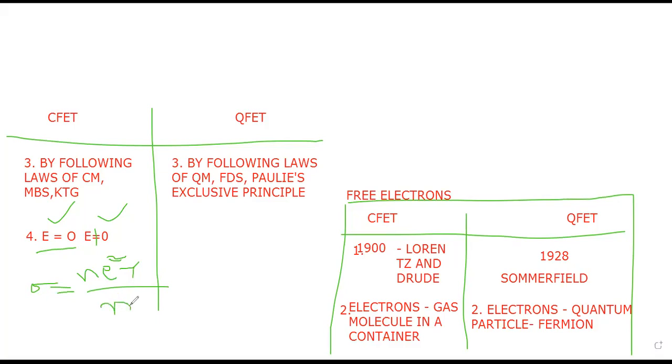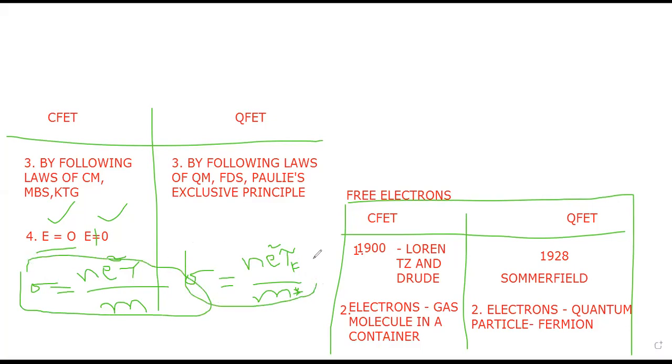Mass of the electron. Here also we derive the same expression, with m star in the place of m. In the previous class we already derived this: n e squared tau f by m star, where tau f is the Fermi relaxation time and m star is the effective mass. So both theories are used to derive the expression for conductivity of free electrons in a solid.